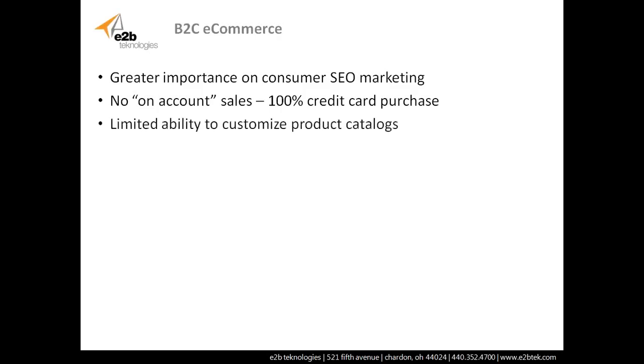Limited ability to customize the product catalogs when you're in a B2C environment. Again, if I'm not logged into Amazon and I go out to Amazon and I start searching around, I can look at anything. But if I'm selling particular products in a B2B environment, when I have my customers log in, I want to show them the products that are of interest to them. So we can filter product catalogs, product groups, and even feature different products based on the login of that customer, which is really nice.